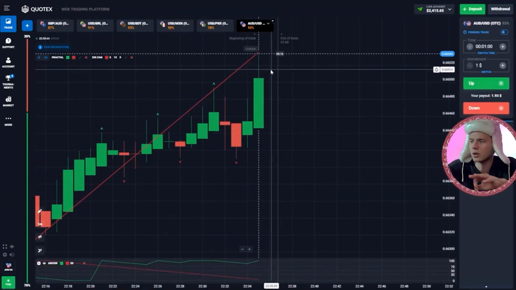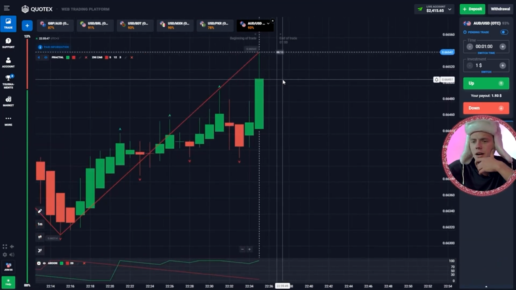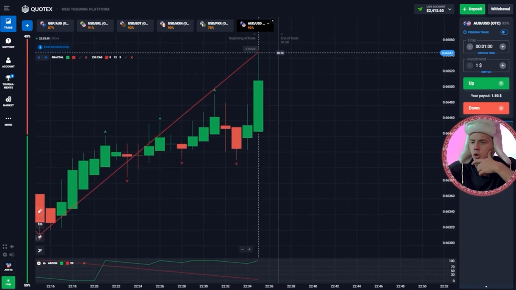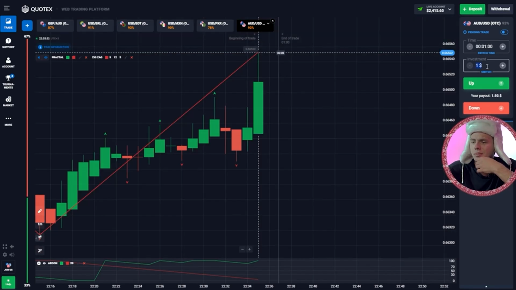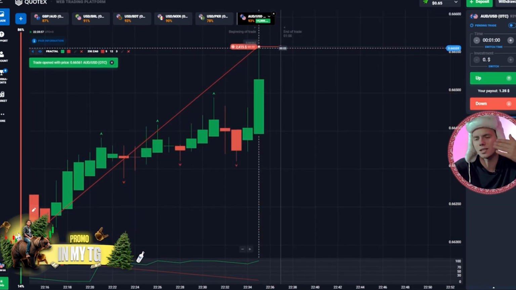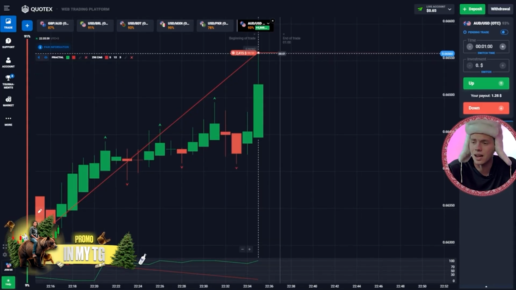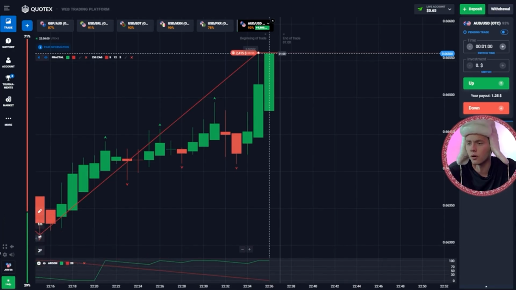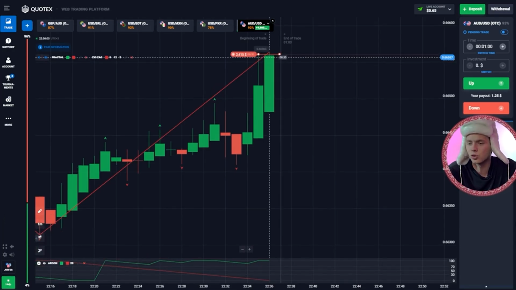Here we are taking a look at another trade right now. We have the Australian dollar to the US dollar. I think that right now we will go down, guys, because we are in an overbought zone. The market needs to cool off, definitely.